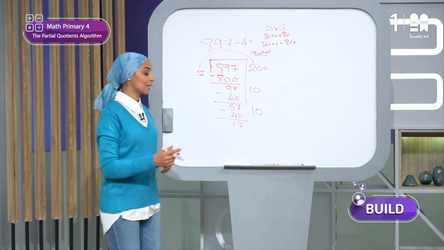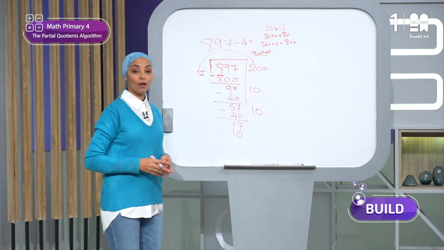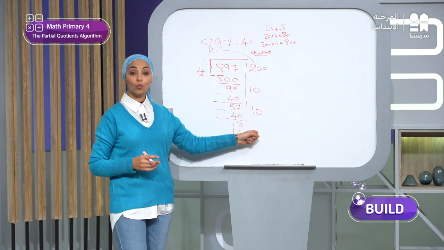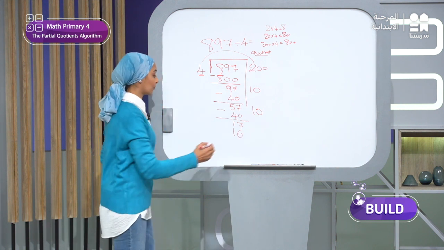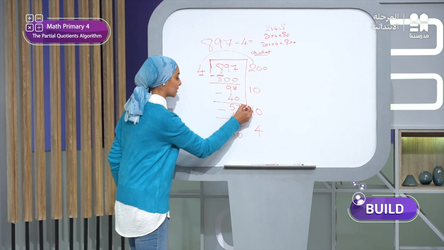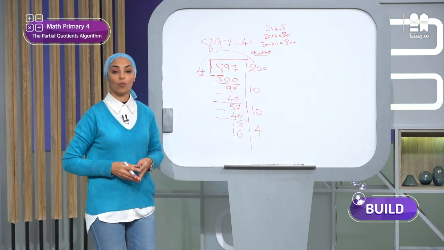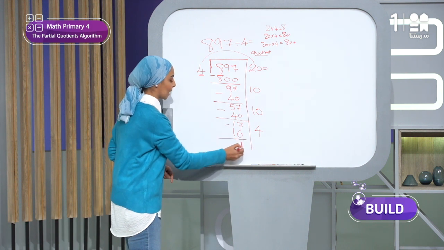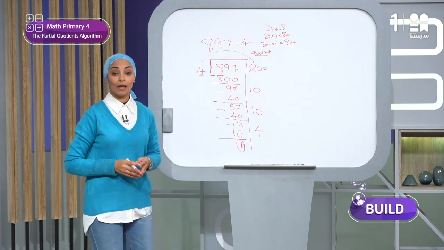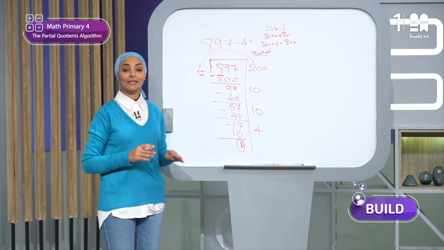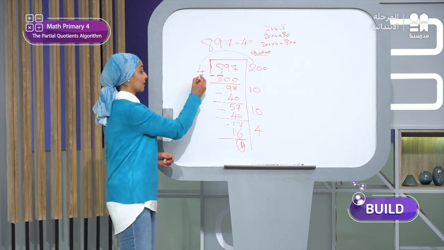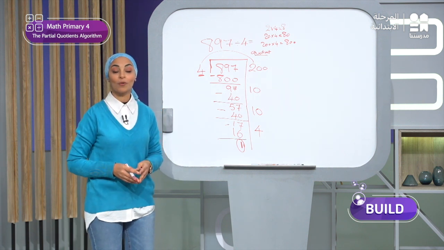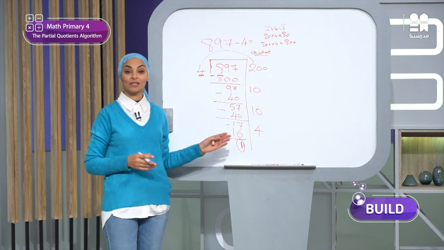So I will write 16 under the 17, okay? And what should I write here in the quotient? I will write 4 because 4 times 4 gives me 16. Okay, then I will subtract these two numbers, 17 minus 16, the answer will be 1. As we see, 1 is less than the divisor, so this is the remainder. The problem is now solved and I have finished this problem.